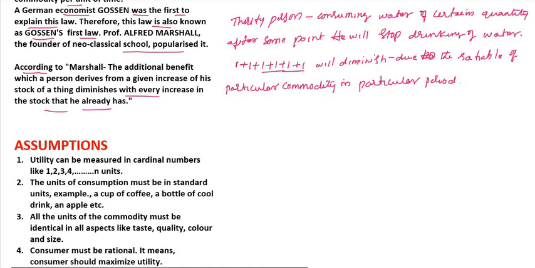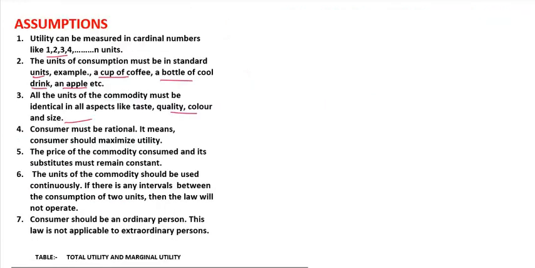Here we have some assumptions. Utility can be measured in cardinal numbers like 1, 2, 3, 4, 5 up to the nth unit. The units of consumption must be standard units like a cup of coffee, a bottle of cool drink, an apple, etc. All the units of the commodity must be identical in all aspects like taste, quality, color, and size. The consumer must be rational. It means the consumer should maximize utility. The consumer's mental outlook should not change. He must behave rationally and maximize his utility.